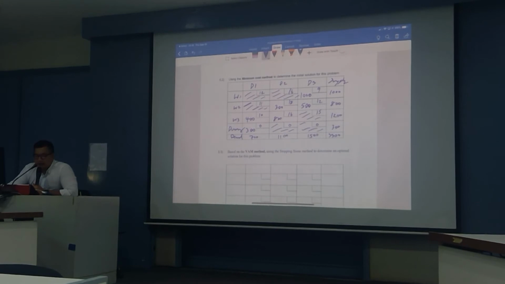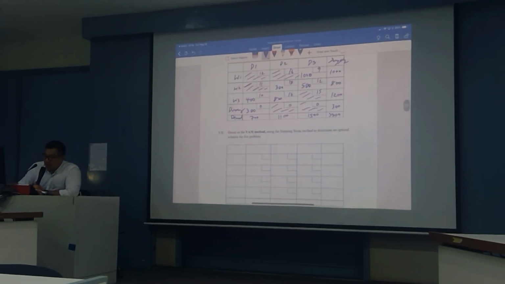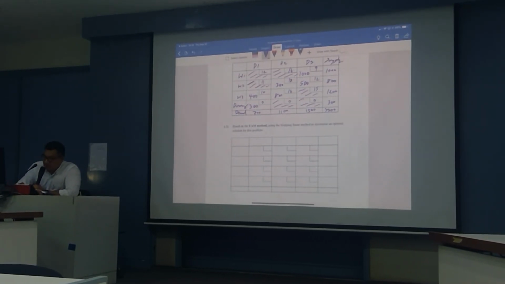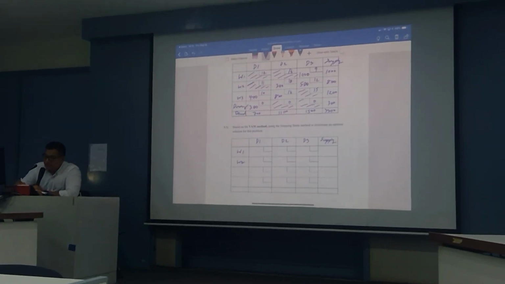But anyway, question number 3 says that based on the WAM method, use the stepping stone method to determine the optimal solution for this problem. So we're going to go back to using the values from WAM and test whether or not it reaches the optimal solution.